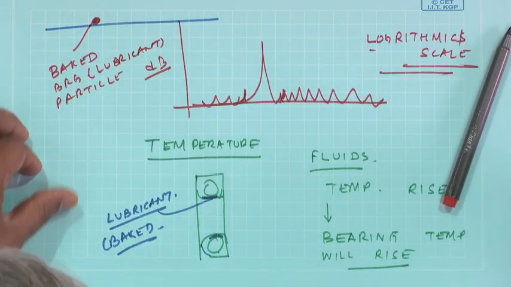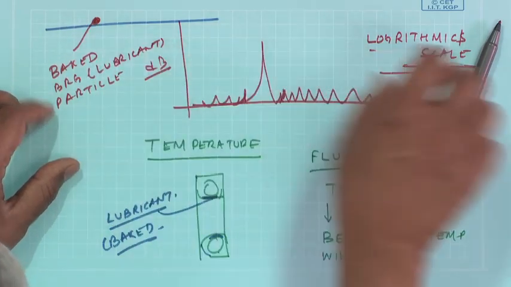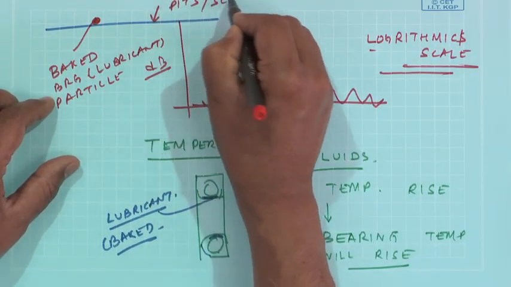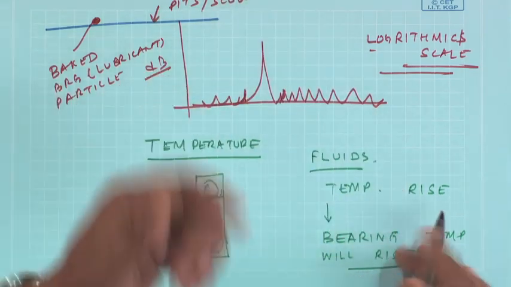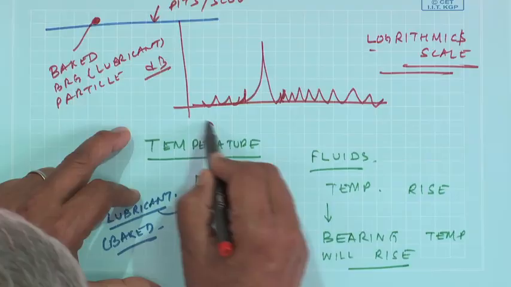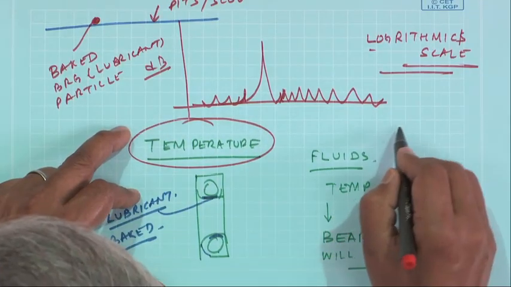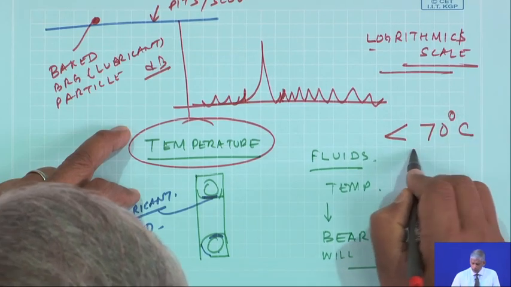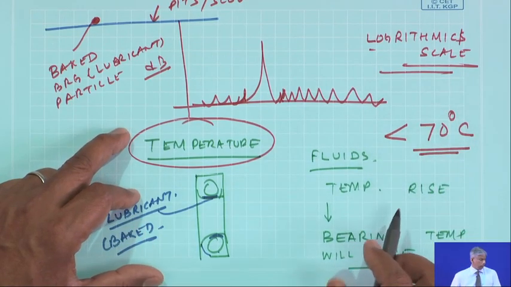So, on top of it, if this becomes a very hard surface, it will create pits and score the race, and then it will lead to more vibrations. So, always when you are monitoring process parameters, a temperature becomes a very important parameter. In many industries, they never allow the temperature of the bearings to go above 70 degrees Celsius. And the same is true for vibrations.